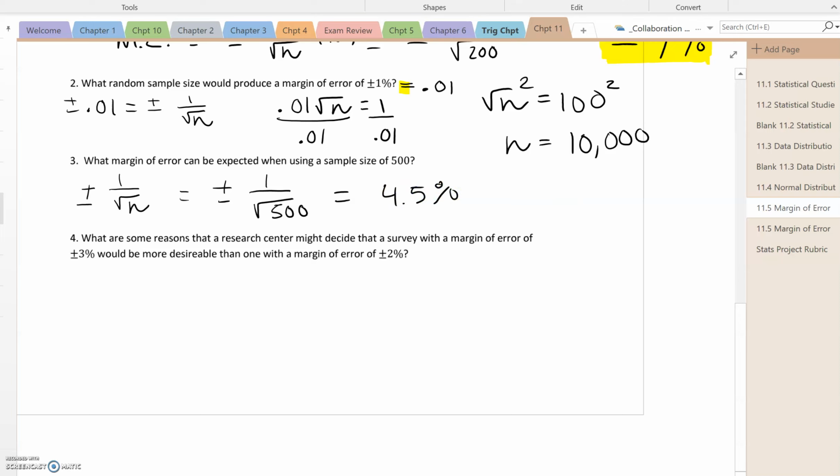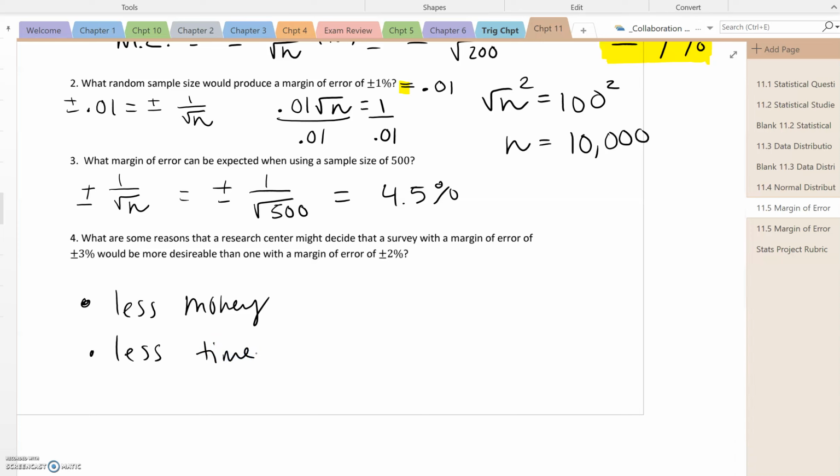The final question in our very short notes for this week is, what are some reasons that a research center might decide that a survey with a margin of error of plus or minus 3% would be more desirable than one with a margin of error of plus or minus 2%? So some reasons might be cost effectiveness. It would take less money. It would also take less time because it's a smaller sample size. So there would be fewer people for you to survey.